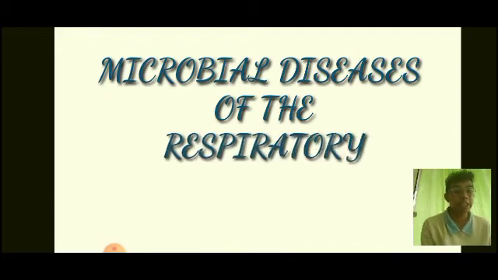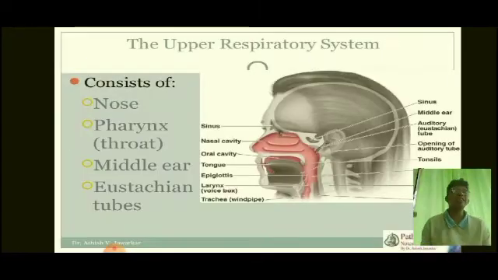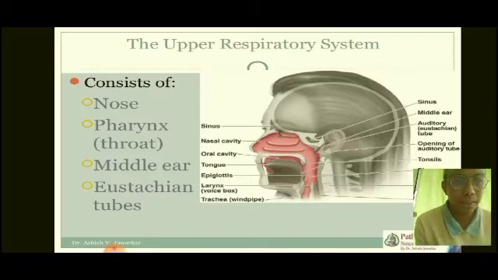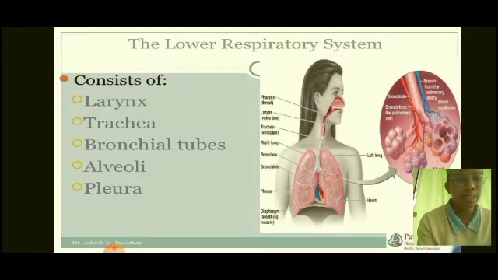We will be discussing microbial diseases of the respiratory system. But before we go deeper, let me refresh your knowledge on the respiratory system. We all know that the respiratory system is composed of the upper and the lower. The upper respiratory system consists of the nose, the pharynx or the throat, and the middle ear or the eustachian tubes. While the lower respiratory system consists of the larynx, the trachea, the bronchial tubes, the alveoli, and the pleura.